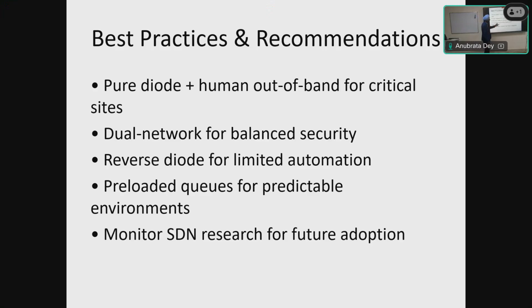And preloaded queues, where you are very sure that it's only these 5 actions you are going to take. So you can preload those. So your environment is very predictable in that case, right? You know that I just need to take only these 5 actions. That's it, nothing more than that. And software-defined networks are for future adoption. It's not now, okay? This is more research and future direction. That's why I decided not to talk about it here, okay?